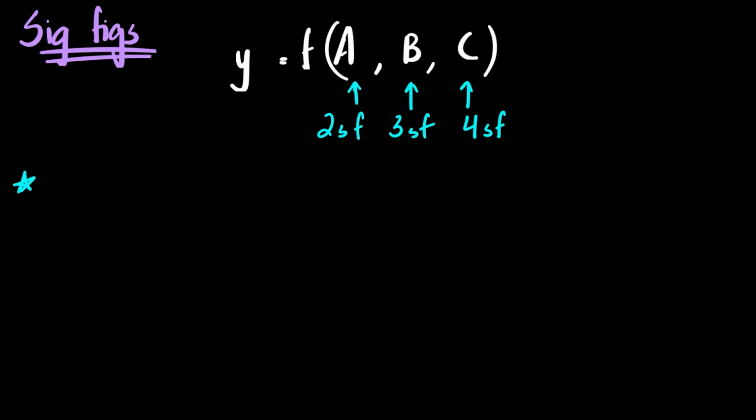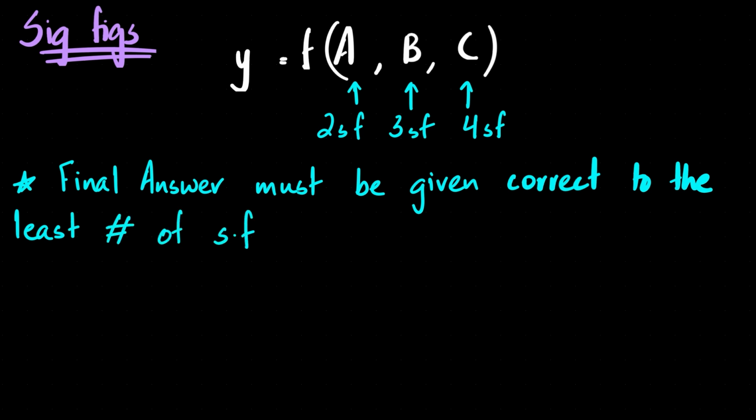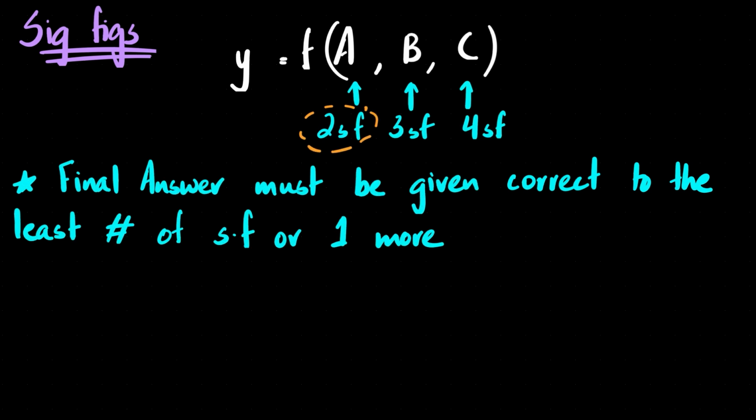The rule is this, that the final answer must be given. So we're talking about the answer and its accuracy. It must be given correct to the least number of SF, or one more, right? So here if I look at this, what is my least number of significant figures? That's 2. So my answer, I can give that to 2SF or to 3SF.